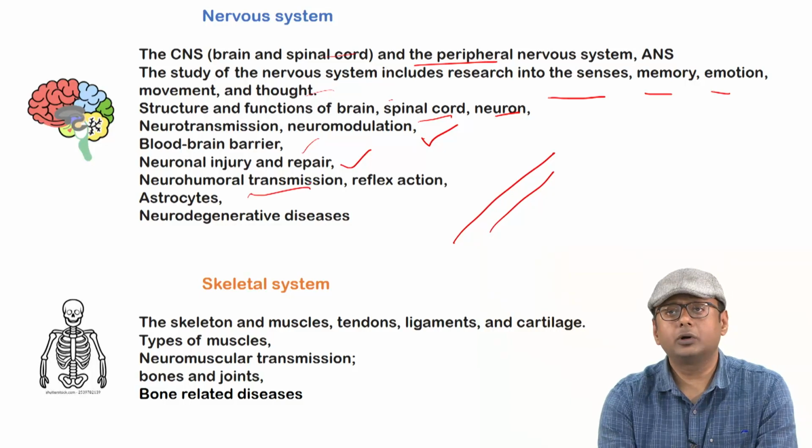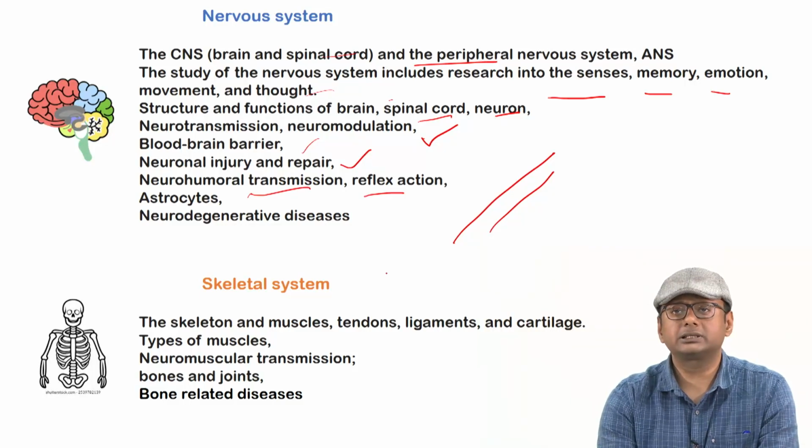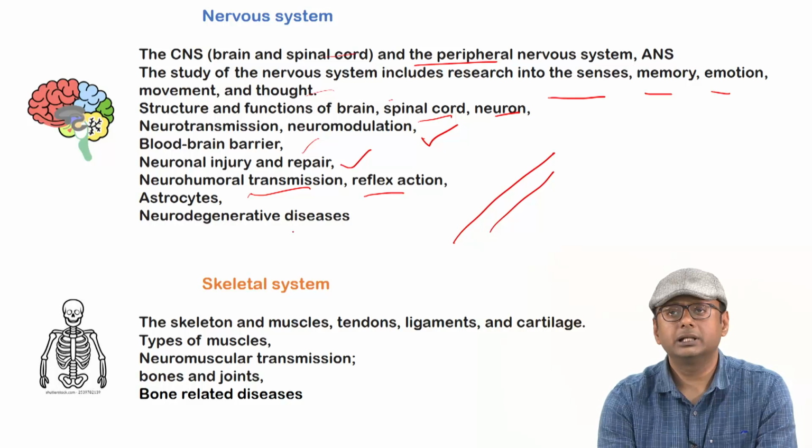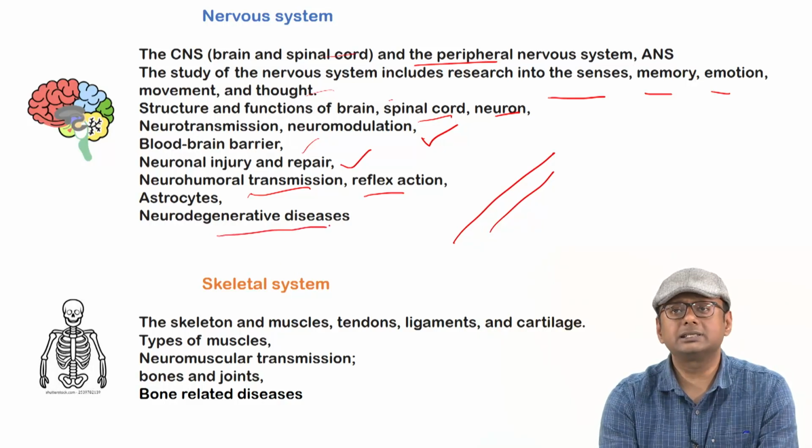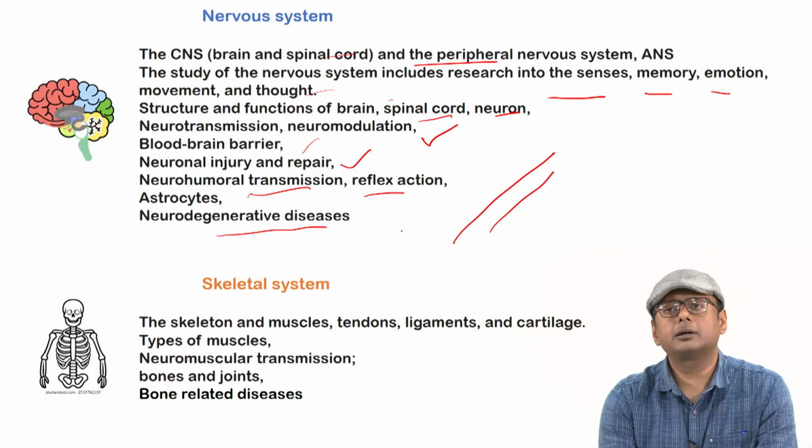We'll discuss neurohumoral transmission and reflex actions. We'll discuss astrocytes and various neurodegenerative diseases like Alzheimer's and Parkinson's, and a few genetic disorders also, like amyotrophic lateral sclerosis. So everything would be thoroughly covered in the nervous system chapter.